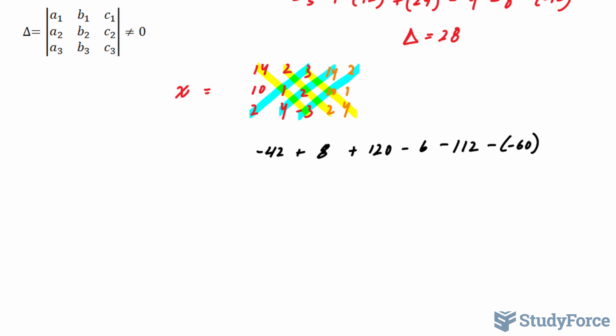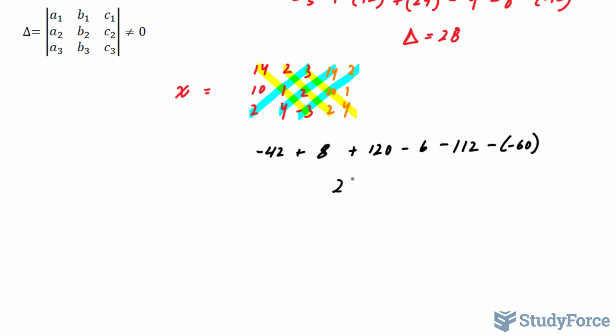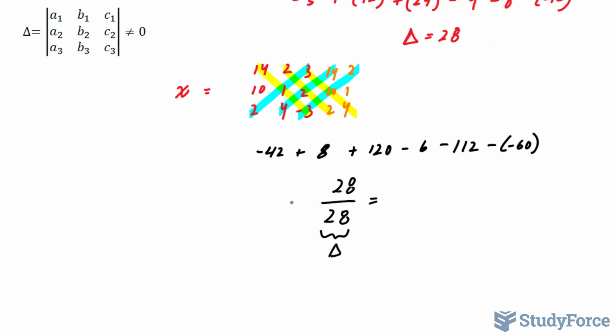Using our calculator, we have negative 42 plus 8 plus 120 minus 6 minus 112 minus negative 60, and we end up with 28. So 28 divided by 28, where this right here represents our delta, we end up with x is equal to 1.